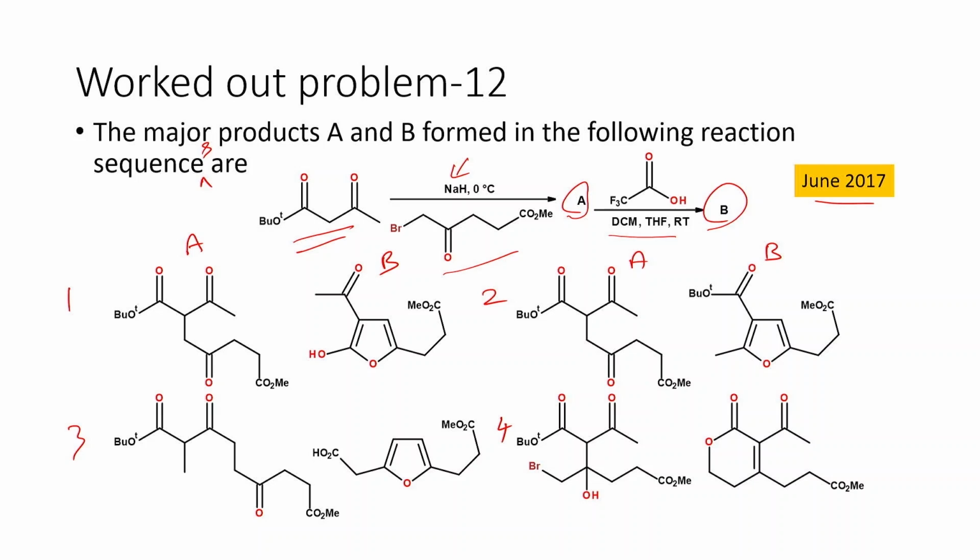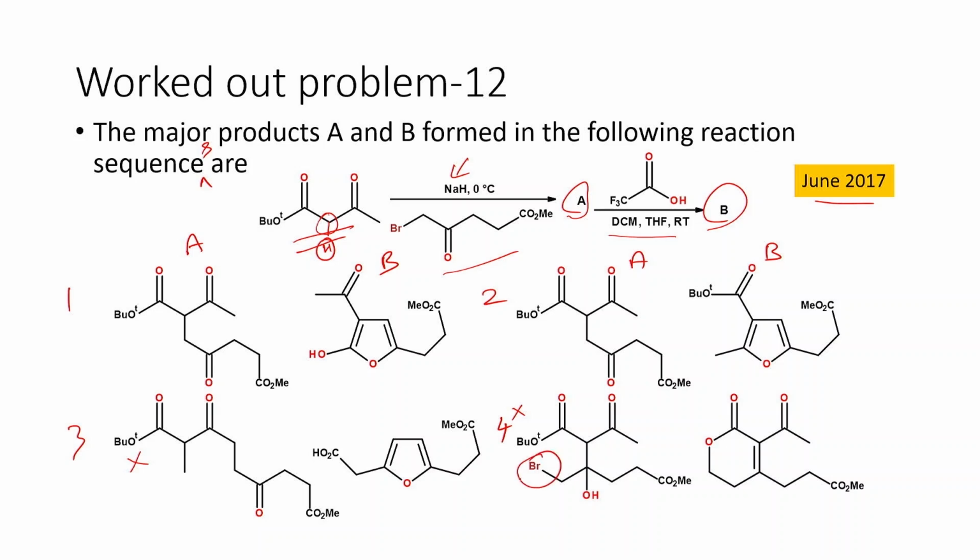So the first step is nothing but the alkylation reaction, and if you look at the beta keto ester, the central methylene carbon is the most acidic, having the most acidic hydrogen atom. So the alkylation generally will take place on this particular carbon. In other words, we can easily rule out option 3 and option 4, because when the alkylation takes place, the bromine will actually be lost.